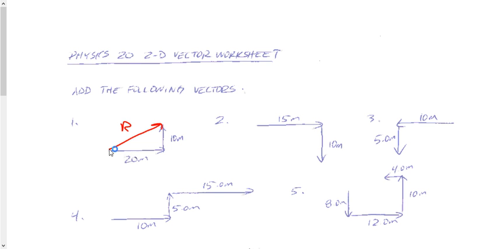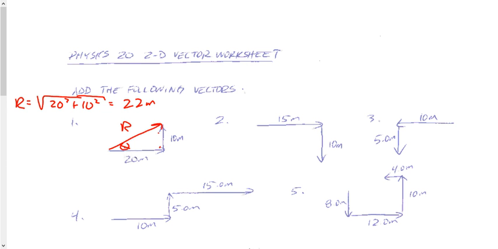Where's theta going to be? Position 1, 2, or 3? Position 1, always drawn at the start there, right? Find the value of R by doing the Pythagorean theorem. Square root of 20 squared plus 10 squared. What do we end up getting there? What is it? 22.